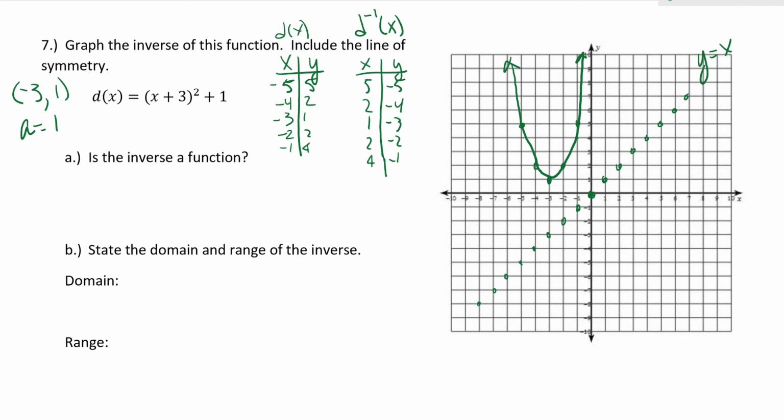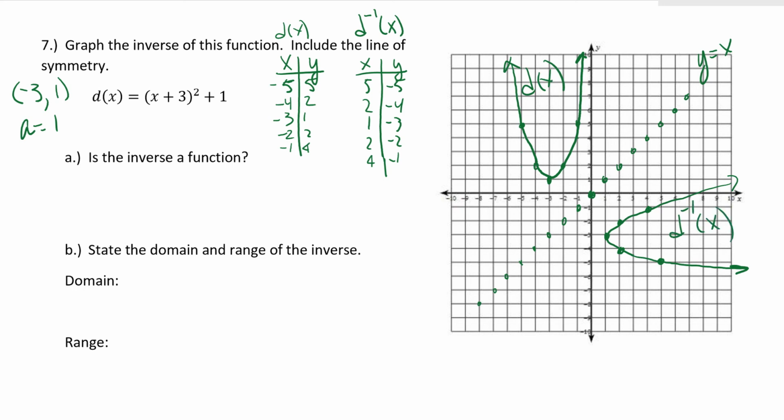And the inverse is going to be, see, 1, 2, 3, 4, 5. It's going to be 5, -5, so that's going to be here. And then 2, -4 is going to be here. 1, -3 here. 2, -2 here. And then 4, -1 here. So then I end up getting a graph that looks like this. So this is d of x, and this is the inverse of d of x.